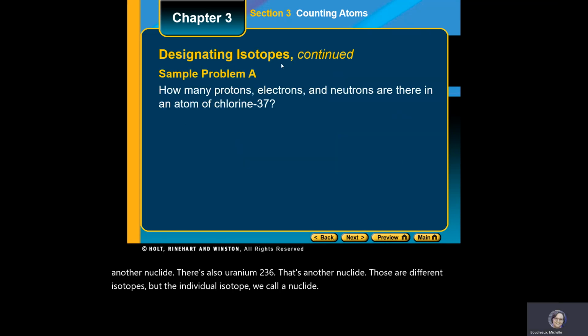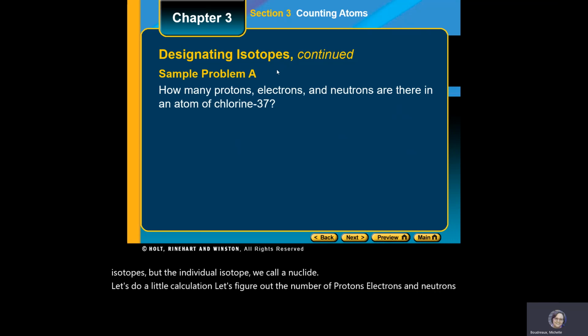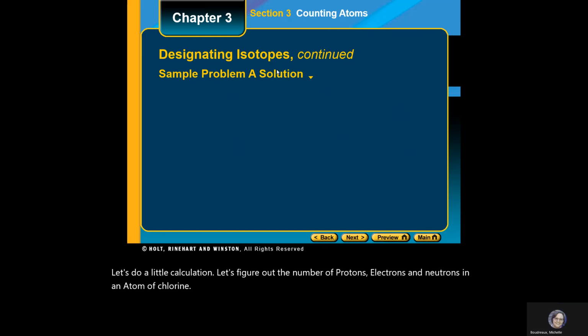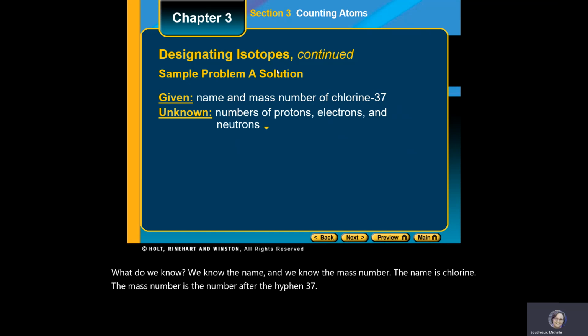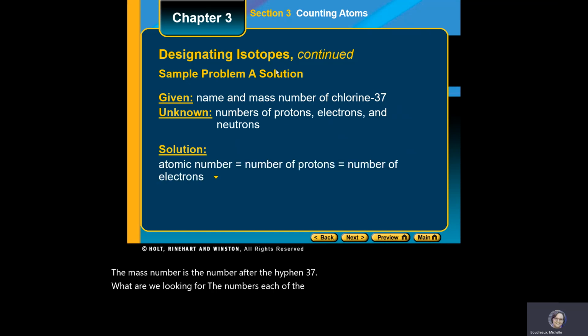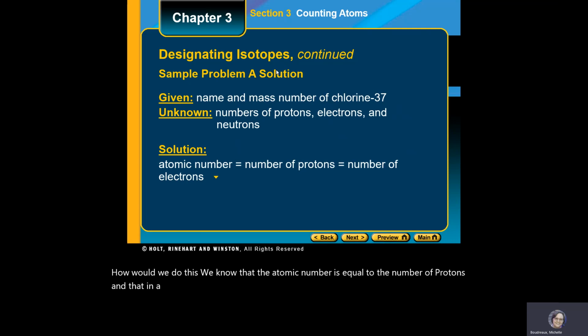Okay, well, let's do a little calculation. Let's figure out the number of protons, electrons, and neutrons in an atom of chlorine-37. What do we know? We know the name and we know the mass number. The name is chlorine, the mass number is the number after the hyphen, 37. What are we looking for? The numbers of each of the subatomic particles. How would we do this? Well, we know that the atomic number is equal to the number of protons, and that in a neutral atom, the protons and electrons have to have the same value so that the pluses and the minuses add up to 0, making it neutral.